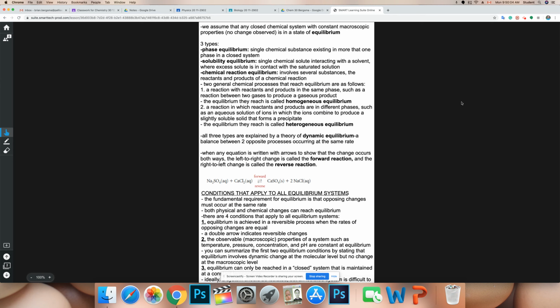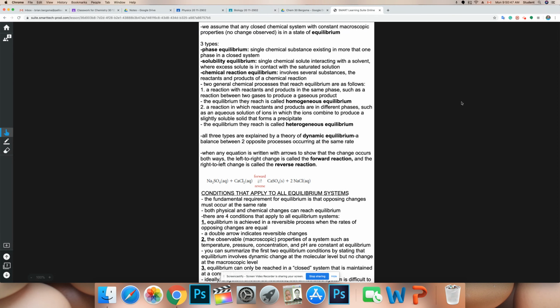So some things that we can assume. We assume that any closed chemical system with constant macroscopic properties, so basically if we can't see anything changing, is in a state of equilibrium. So we have three types. We have phase equilibrium. This is where a single chemical substance exists in more than one phase in a closed system. That would be like the water, where it can be a gas or a liquid with the lid on top. So it's equal and opposite. Then the solubility equilibrium: a single chemical solute interacting with the solvent where excess solute is in contact with the saturated solution.